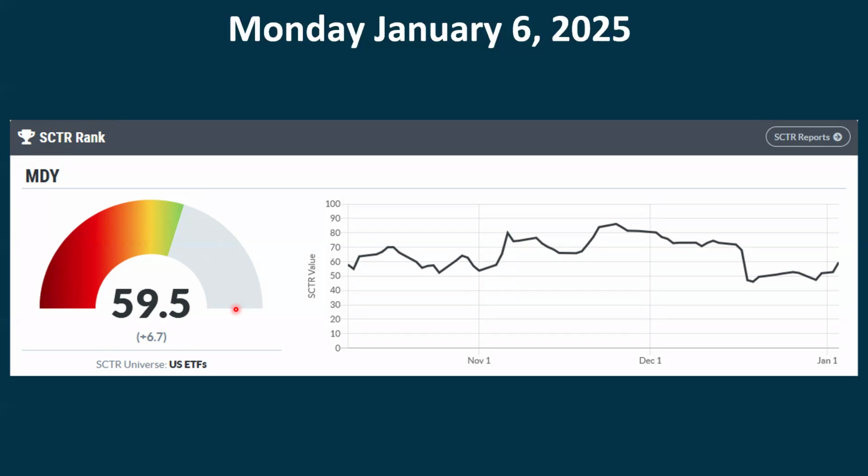We want them in the 90s for the real leadership areas, and then into the 80s or so with the other areas that may be lacking but are still doing well.